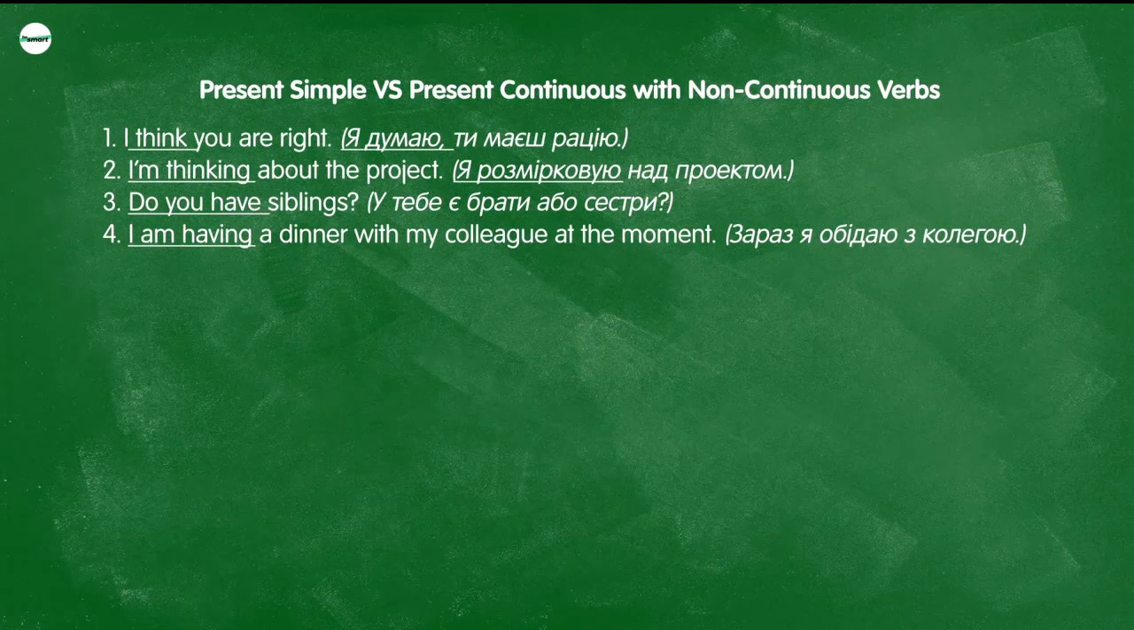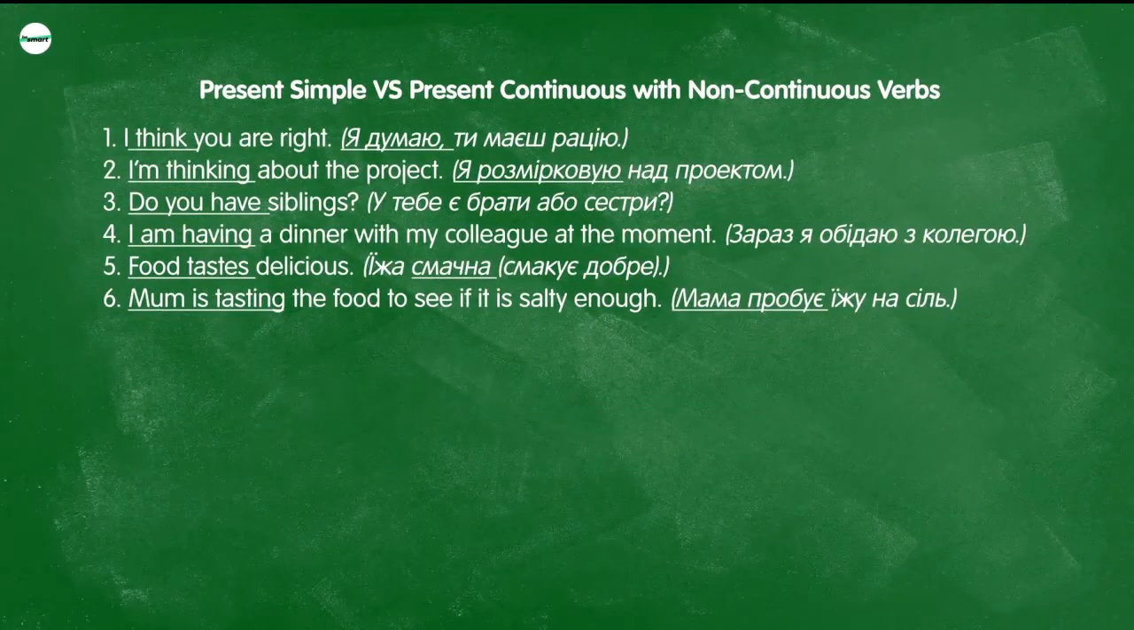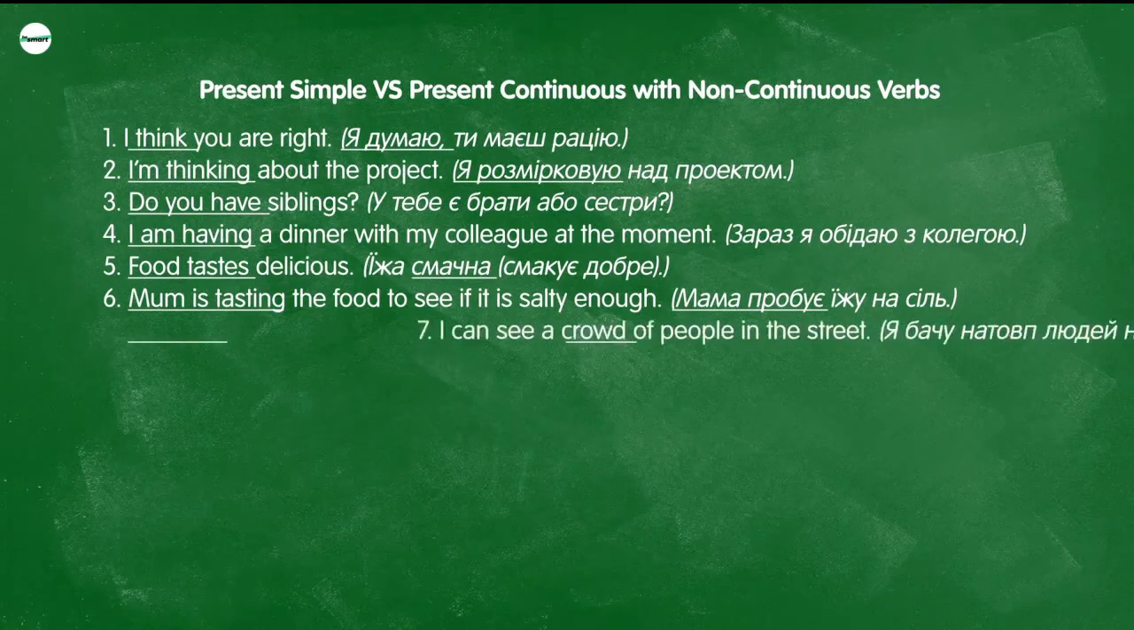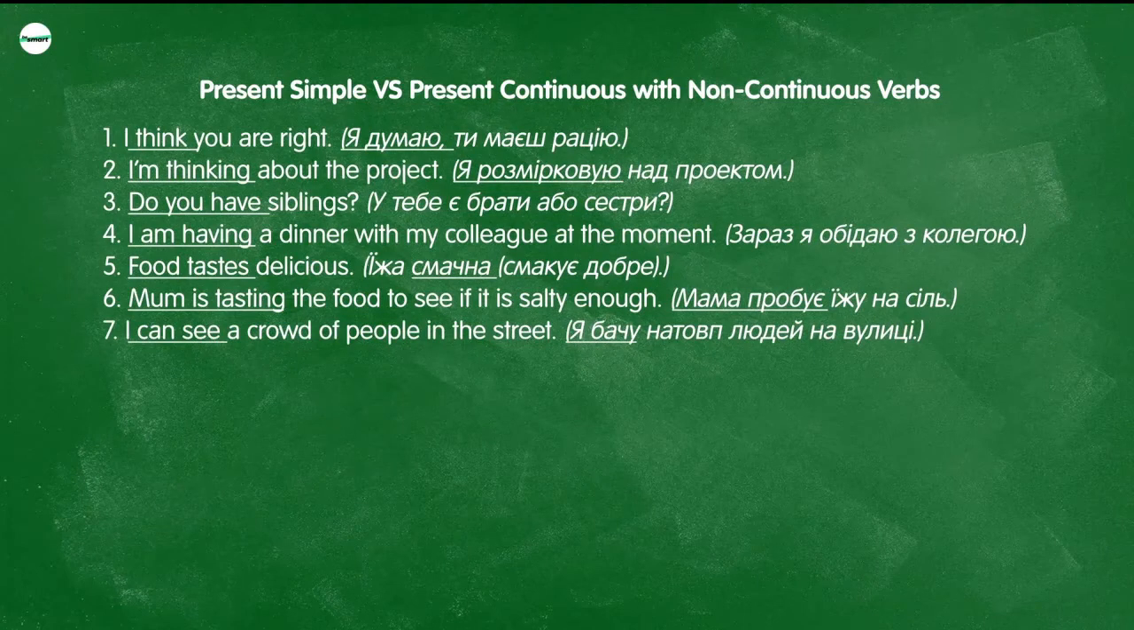This is okay. Or the next example, food tastes delicious, and Mom is tasting the food right now to see if it's salty enough. Here, food always tastes delicious, or it should. But in the second example, Mom isn't always tasting food. Here, she's tasting it right at this moment for a specific reason. It's still a process.